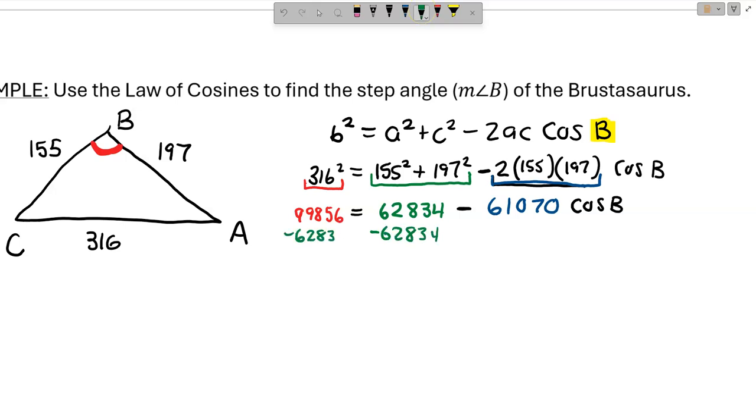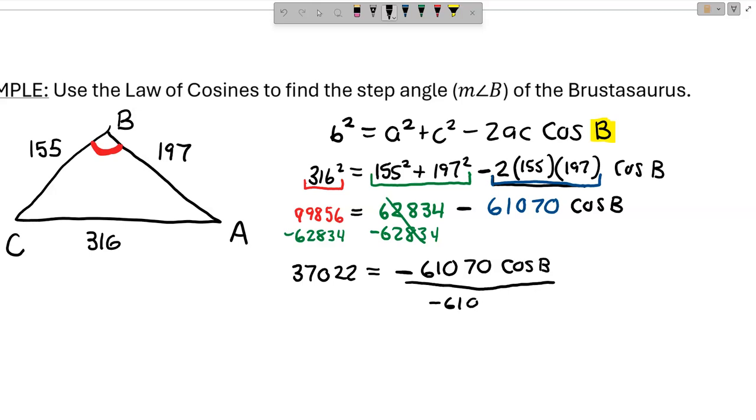Remember, all of this can be done in your calculator, so don't feel like you need to actually sit here and do all of this math. That gives 37,022, and now I have minus 61,000 times cosine B, and that times is important because to get rid of it, we're going to actually have to divide it out of the problem. And so when I divide it out of the problem like so, we're going to get cosine of B equals, and then this is going to give me a decimal value. At least write it to 3 decimal places or use the stored value in your calculator.